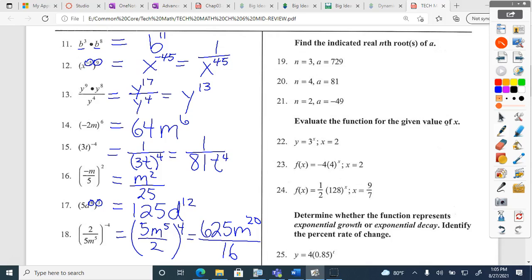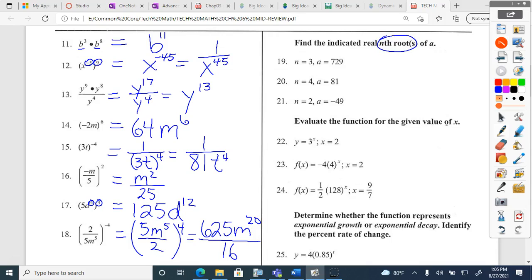All right. Everybody good on 11 through 18? Yes, sir. All right. 19, 20, and 21. I got more good news. You just got to put them in your calculator. But, very important, you got to put them in the calculator correctly. So, they're saying find the real nth root or roots.